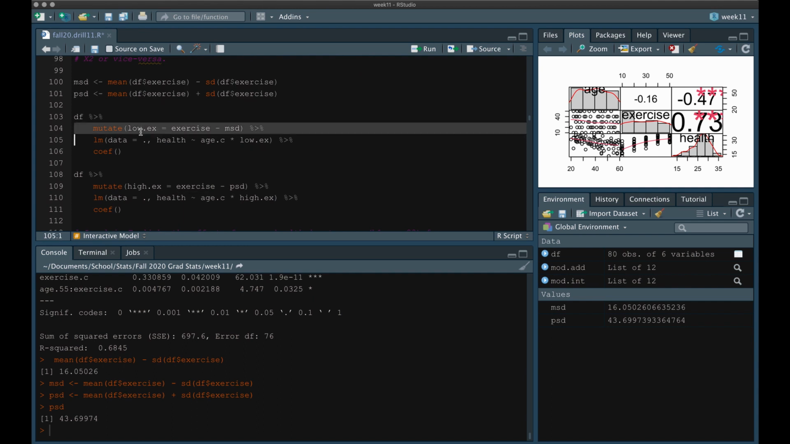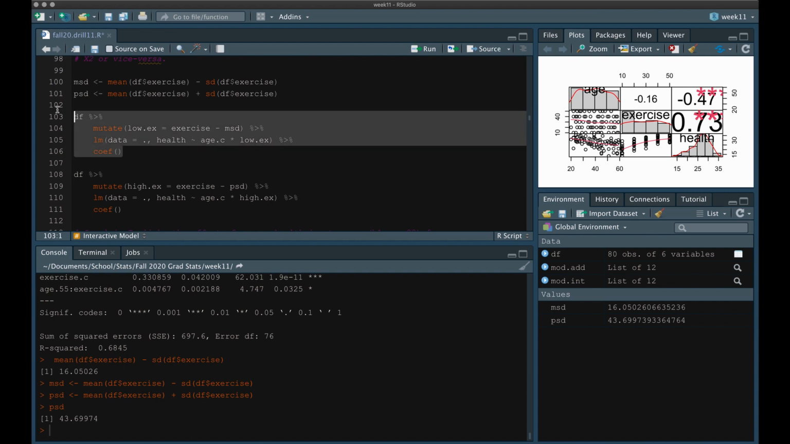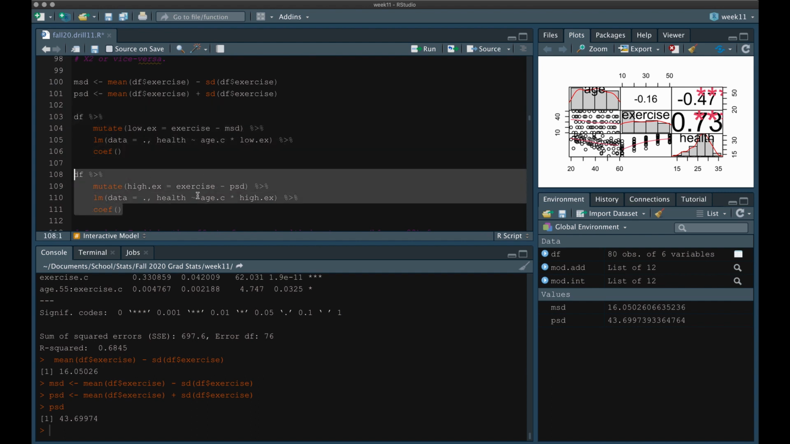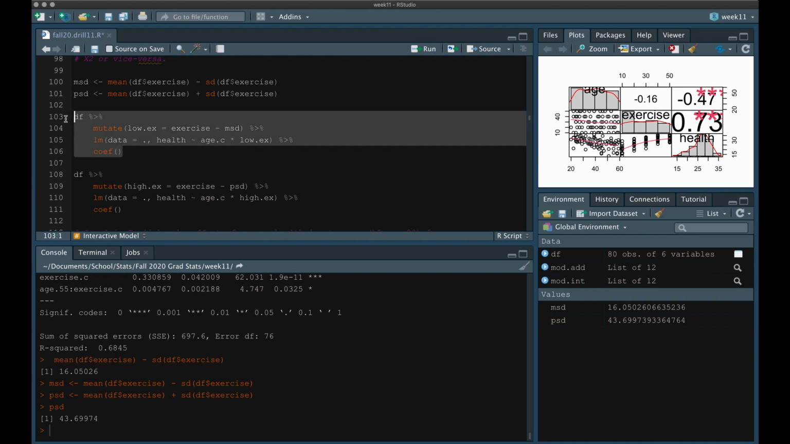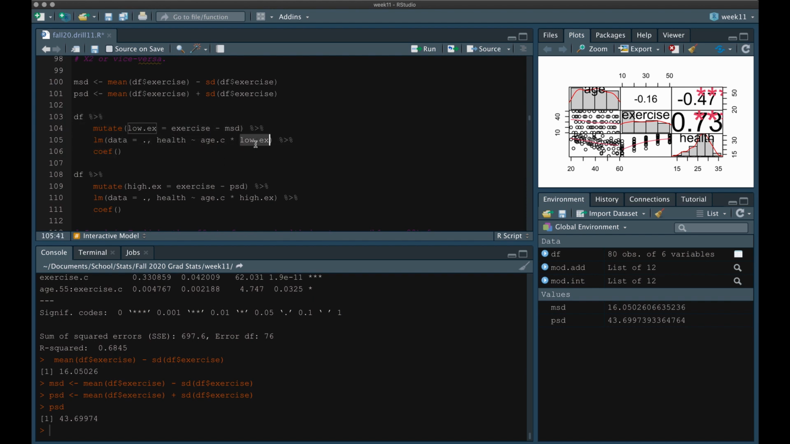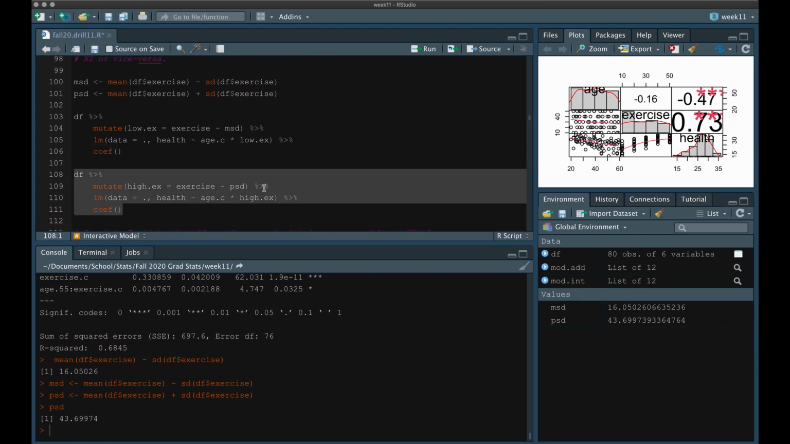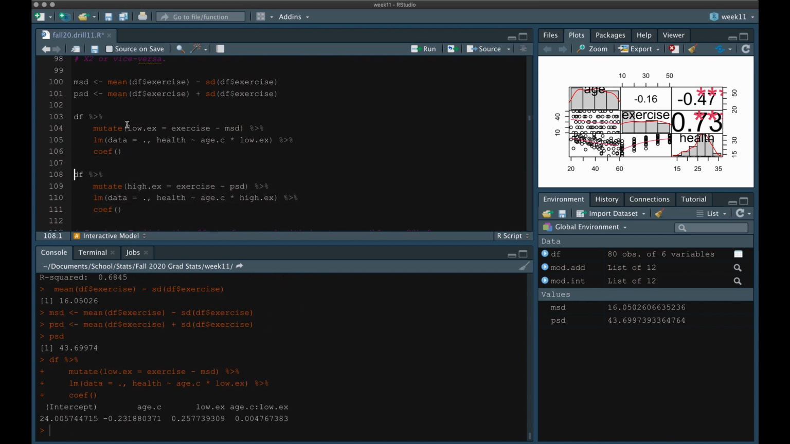I'm creating a variable called low x and one called high x, and that's exercise. Low x is just centering exercise on that value of 16.05, so that this is now centered on exercise being one standard deviation below the mean. And this one is exercise centered on one standard deviation above the mean of exercise. So this model looks at the effect of age for people who don't exercise a lot, and this model looks at the effect of age for people who do exercise a lot.